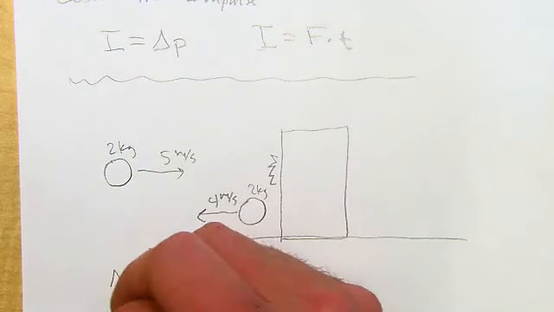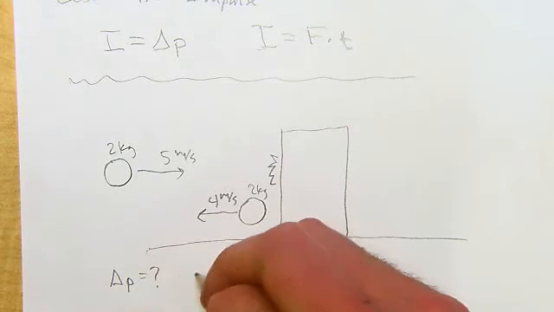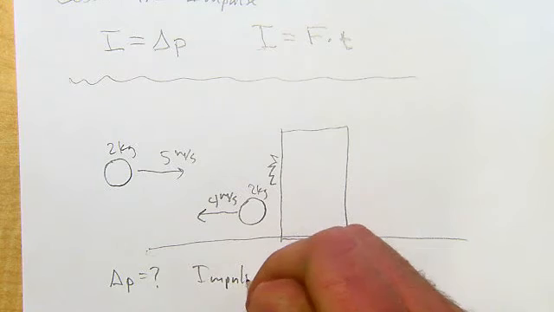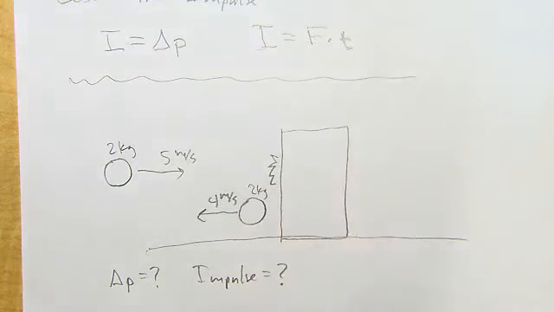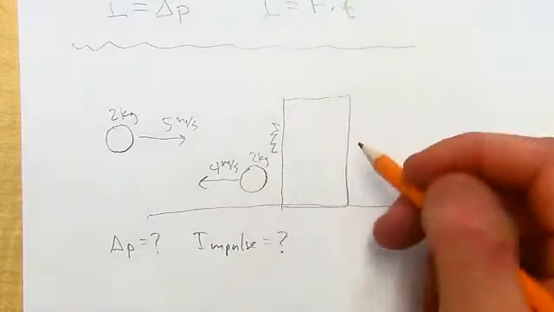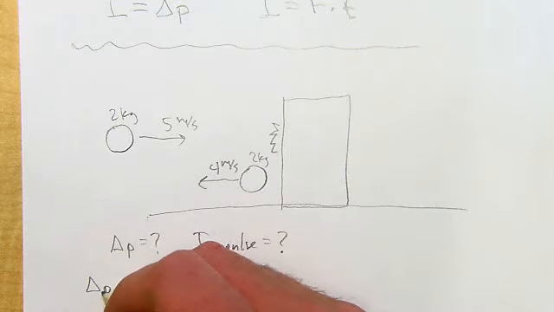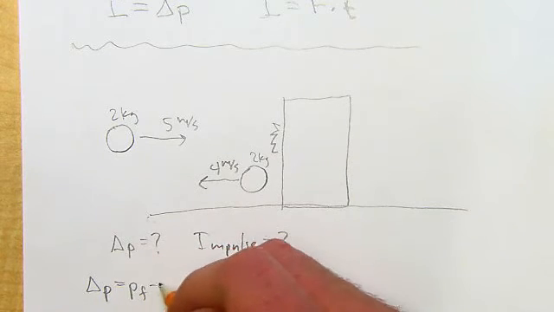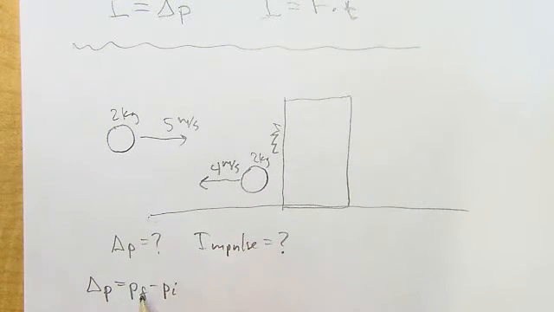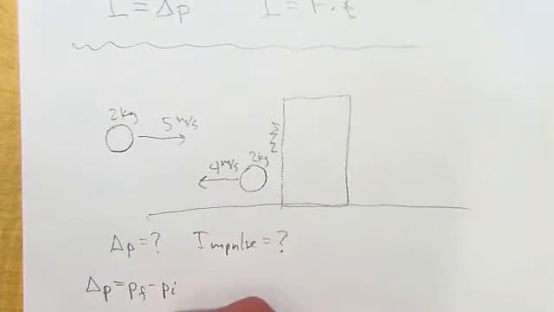Okay, so here's the questions. What is the change in momentum? What's the impulse? That's kind of questions we got to answer today. So basically find your momentum before and your momentum after. Remember, we just said, take your final minus your initial. Your final momentum, 4 times 2 is 8, right?